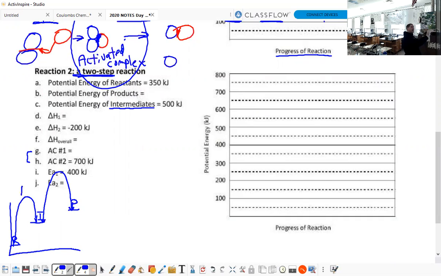So now we have activated complex number 1, that's what we're referring to there, and then we have activated complex number 2. We also have now the activation energy for the first step, and we have the activation energy for the second step as well.